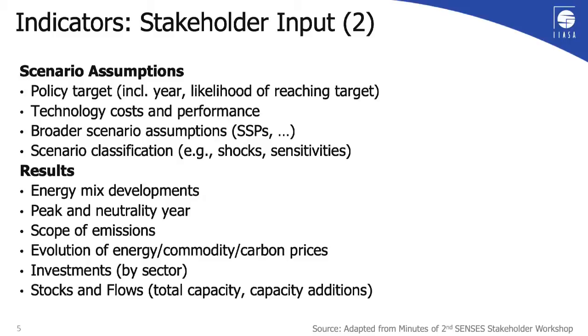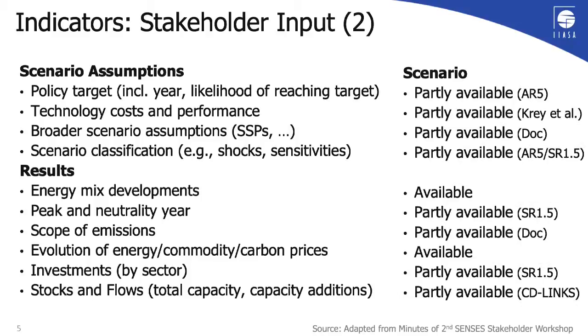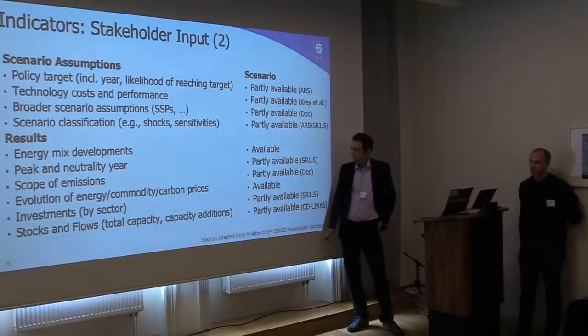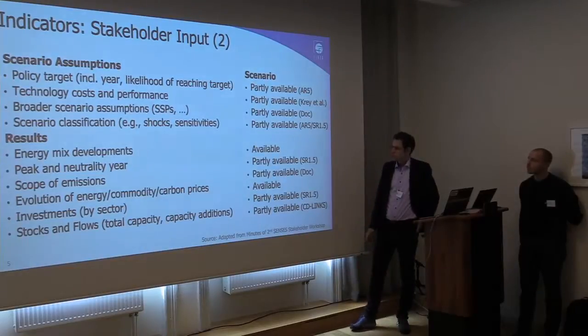And then let's quickly move to the more quantitative information, scenario assumptions. So what type of policy targets were included? I already mentioned technology, cost, and performance was one of the indicators I think that we heard more than once in this context. And then in terms of results, peak and neutrality year, for example, was a key indicator that Elma presented, and where actually 1.5 and 2 degree pathways are quite different. Here the situation is, there are some on which the information looks pretty good, such as the energy mixes or evolution of certain commodity prices and carbon prices, for example.